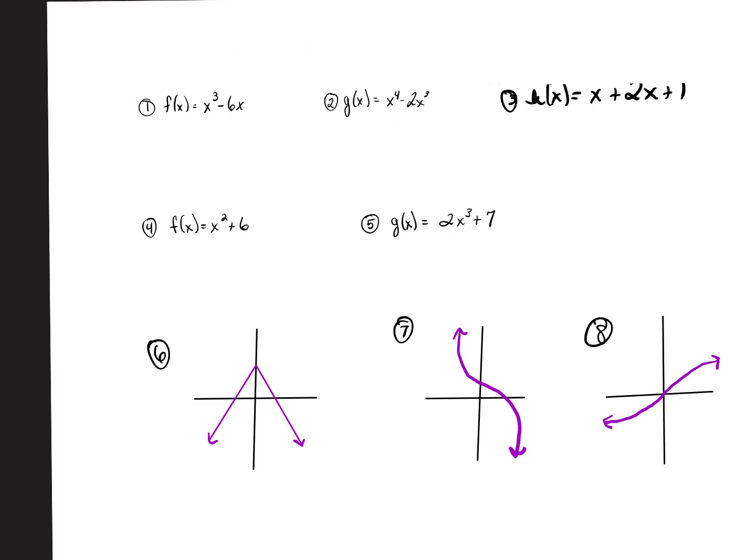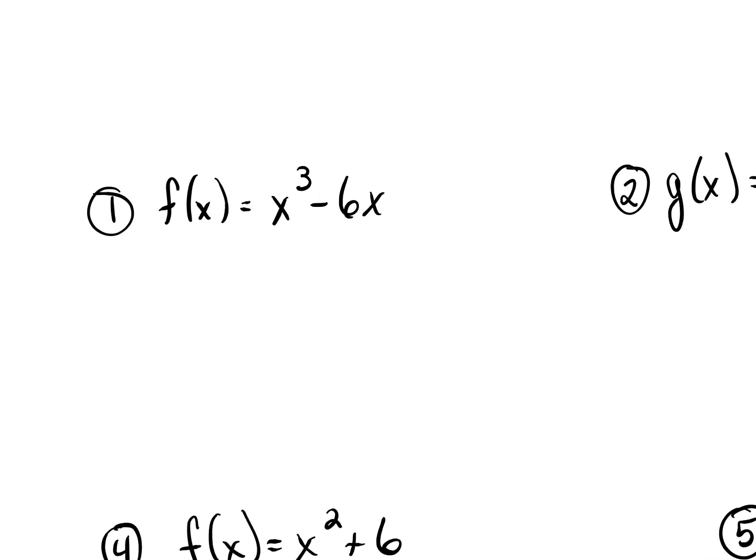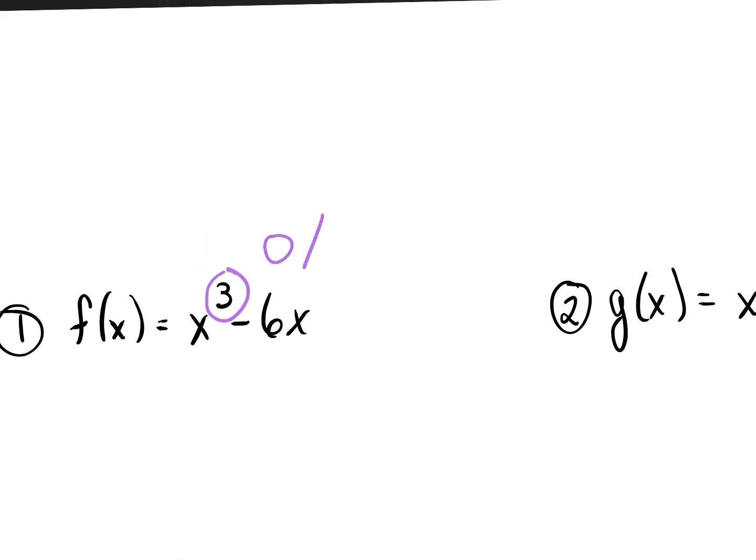So algebraically and graphically, we're going to talk about odd, even, neither. All right? If I look at this first question, what are the possibilities that this function could be? Odd or neither. Cannot be even. Why can it not be even? Because of the highest exponent. Perfect. The highest exponent is 3. That is an odd number. So your two possibilities could either be odd or neither.